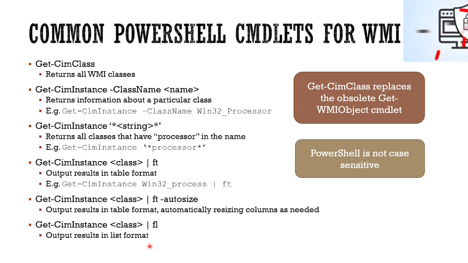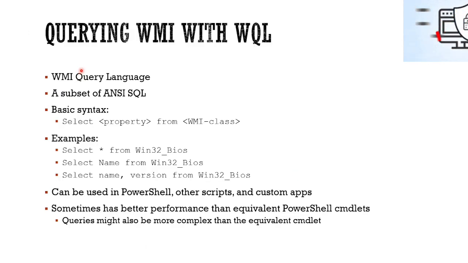You can also use a query language called WQL to query WMI. This is a subset of ANSI SQL, so it is based on the SQL language. It has the same basic syntax as SQL. Select something, some property, some column, from some class. Treat it like a table. Examples: select star, meaning select everything from Win32_BIOS. Or select name, which is one of the properties, one of the attributes of Win32_BIOS. Or select two attributes, select name, version from Win32_BIOS.